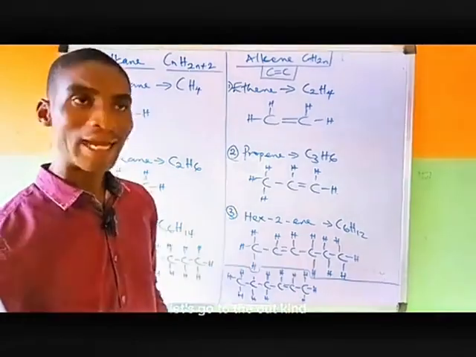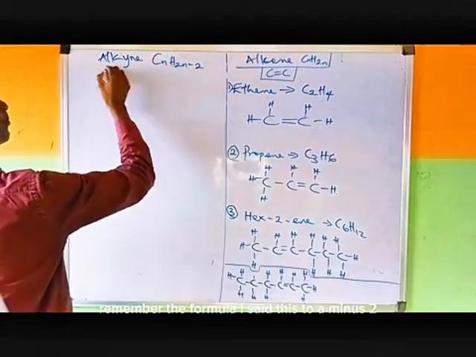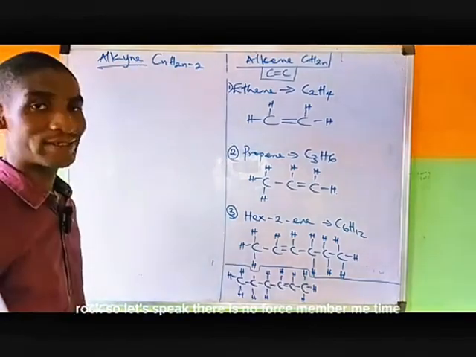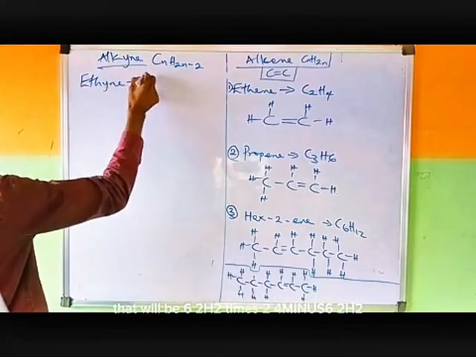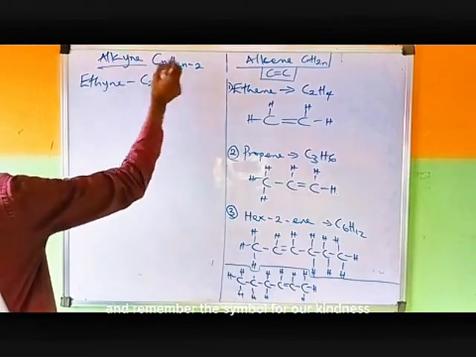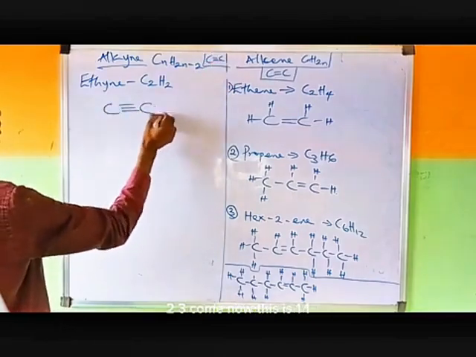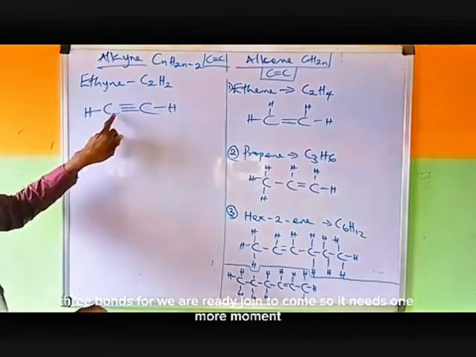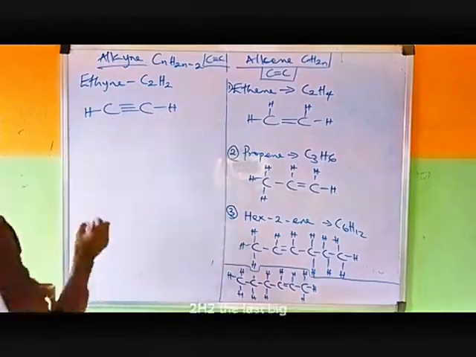Alright. Let's go to the alkyne. Remember the formula is CnH2n minus 2. So let's pick, there is no first member methyne, there's nothing like that, but you have ethyne as the first member. Ethyne would be C2H, 2 times 2, 4 minus 2, C2H2. And remember the symbol for alkyne is the triple bond. Carbon triple bond carbon. Now, 3 bonds from here are already joined to carbon, so it needs one more bond. This is it. So this is C2H2.